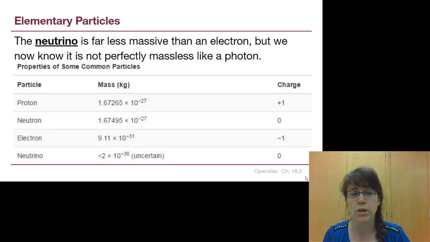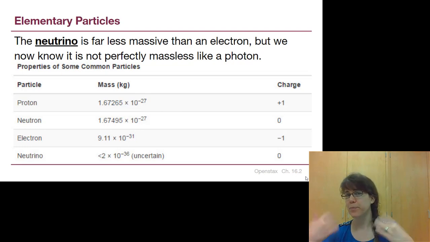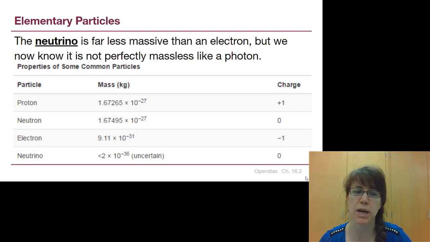But what we do want to point out is the neutrino is not perfectly massless, and we know that it can't be above a certain mass, which is already almost 10,000 times less mass than an electron. But we don't have a perfectly defined mass for it the way that we do for these other fundamental particles, because it is hard to detect, and we'll talk about that later. The other thing to note is that protons have positive charge, neutrons no charge, electrons negative charge, and then the neutrino, tiny neutral one, also has no charge.